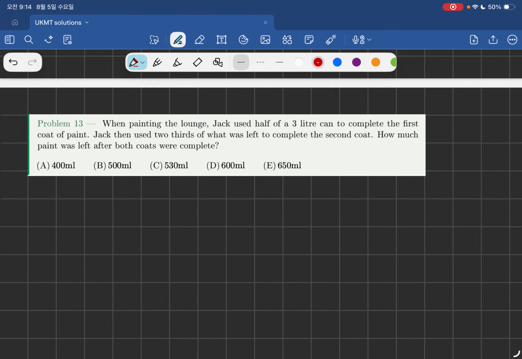Problem 13. When painting the lounge, Jack used half of a 3-liter can to complete the first coat of paint. Jack then used 2/3 of what was left to complete the second coat. How much paint was left after both coats were complete?